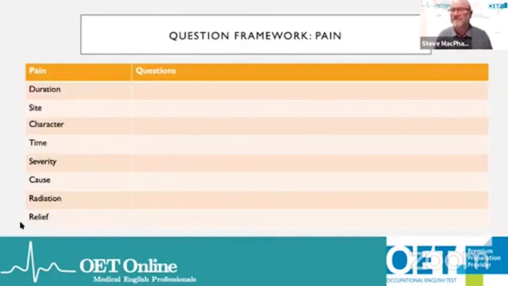So I've created a little framework here, and I've got the topic of pain. A lot of times you'll have a patient who has some degree of pain, and having a good framework to build your own skills and sentence structure is a really good thing you can do. So we've divided it into categories, everyone. The duration of the pain, the site of the pain, the character or the nature of the pain, the time, perhaps when it happens or when it first occurred, the severity of the pain, the cause of the pain, again, the nature, whether it radiates, and relief, what has been done regarding that pain.